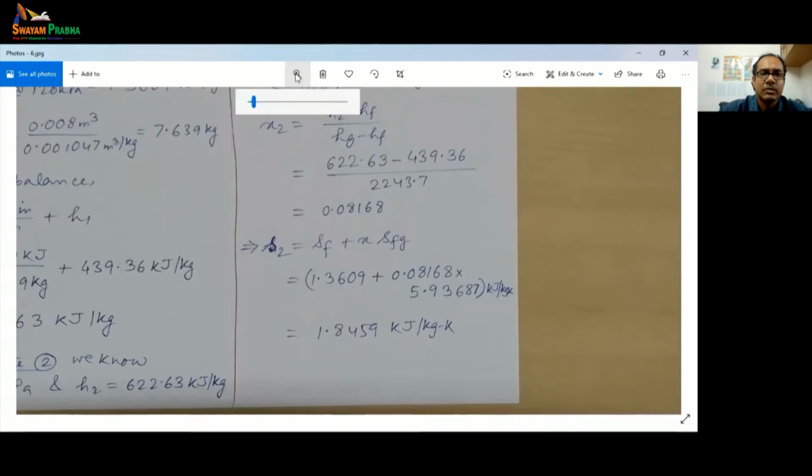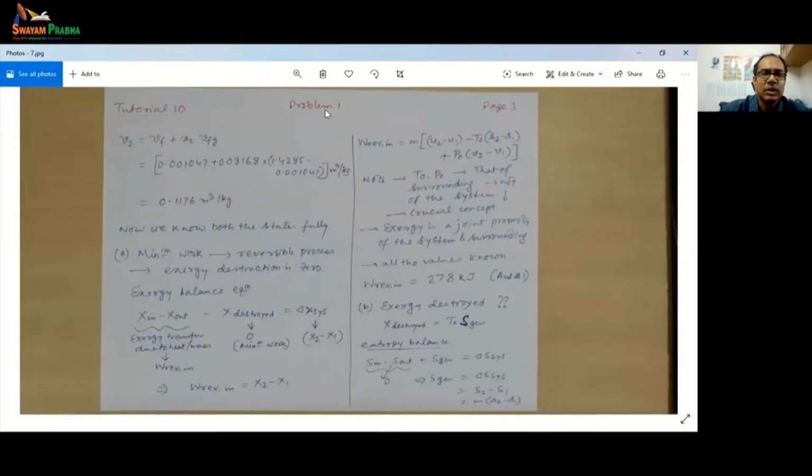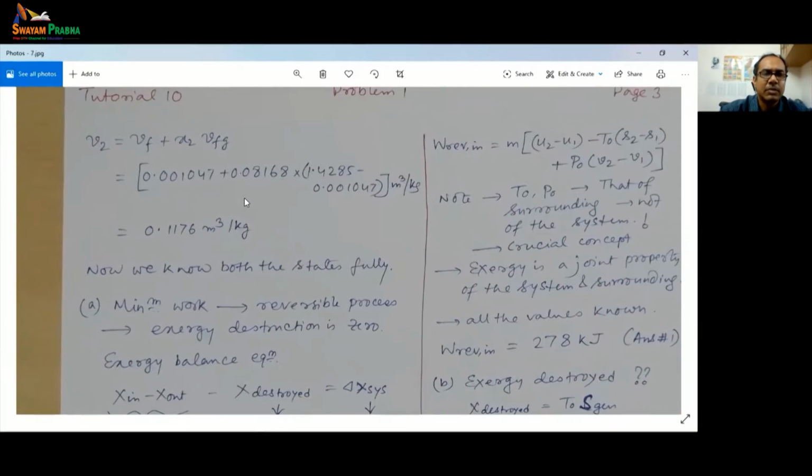Okay, so state 2, all the relevant properties now we know. Now, what's the next step? Another thing we need to know here is the specific volume, because all these values you will require for the calculation of exergy. So specific volume will be equal to vf plus x2 times vfg, and again you can find those individual values from the table, and v2 will be equal to 0.1176 meter cube per kg.